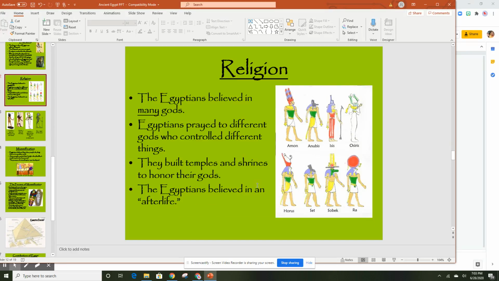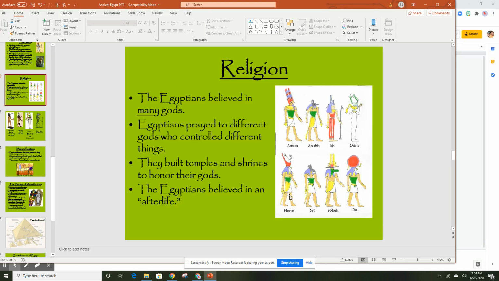Religion. The Egyptians believed in many gods. If you remember from our last unit of study on Mesopotamia, you might remember that the term for many gods would be polytheism. Poly meaning many, and theism meaning the belief in God. So Egyptians prayed to many different gods who controlled different things. If you're really interested in Egypt, there's a lot of books that I have in my classroom that you can read about the different gods and goddesses of Egypt and what each went with.